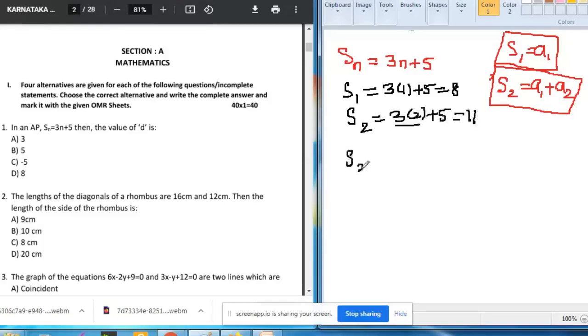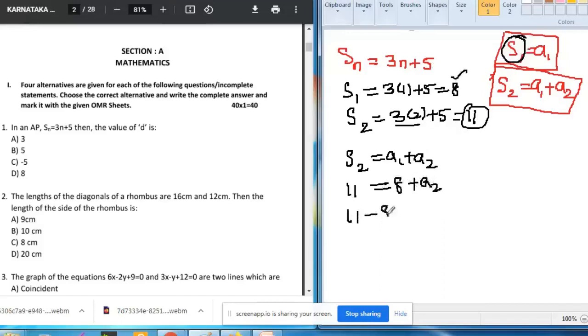As I told, S2 is A1 plus A2. S2 value already we found out, which is 11. And A1 is nothing but sum to first term, which is 8, and I am replacing A1 with 8 plus A2. So 11 plus 8 moves the other side will become minus 8, and we are going to get A2 here, which is 11 minus 8 is 3.